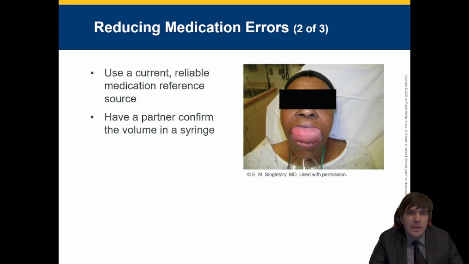So how do we reduce medication errors? Using a current reliable medication reference source. So use your protocols, the new ones. Don't look at some of the old protocol binders that are left around station and expect those to be current medicine. Medicine is changing constantly, so always be ready to see new changes in the protocols. And always cross-check with your partner. Confirm the volume in a syringe, or just verbally confirm the dose with them. Always cross-check with your partner.